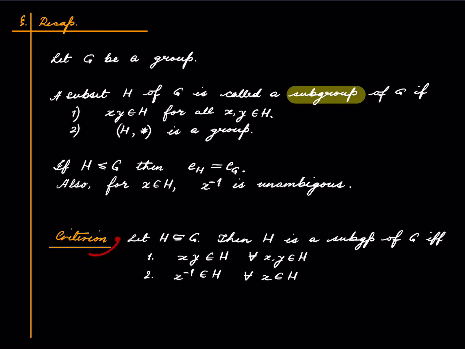Lastly, we saw a criterion to check whether a given subset is a subgroup. You take a subset of a group, and it is a subgroup if and only if it is closed under multiplication and it's closed under inverses. So that's the gist of the previous lecture.